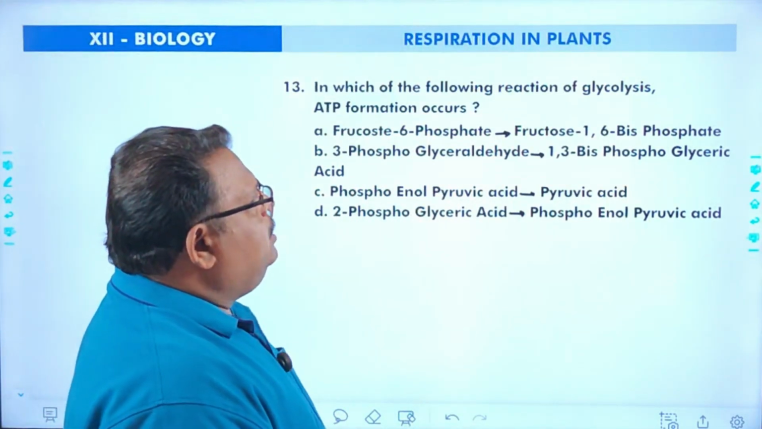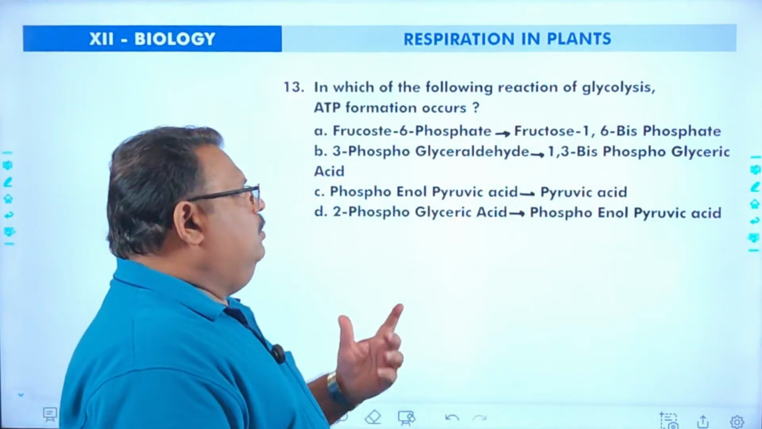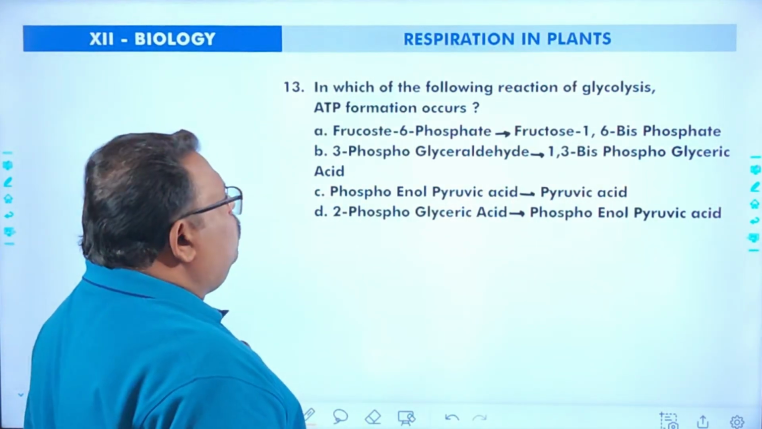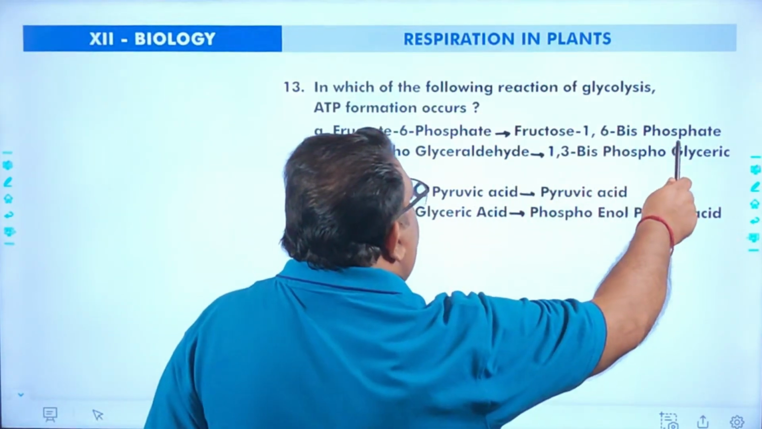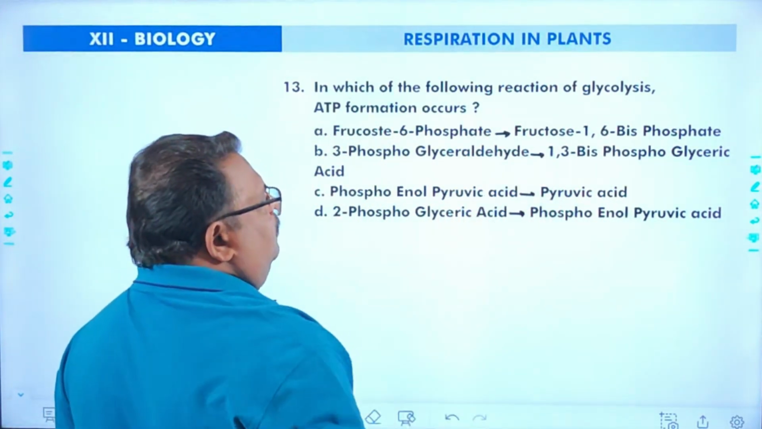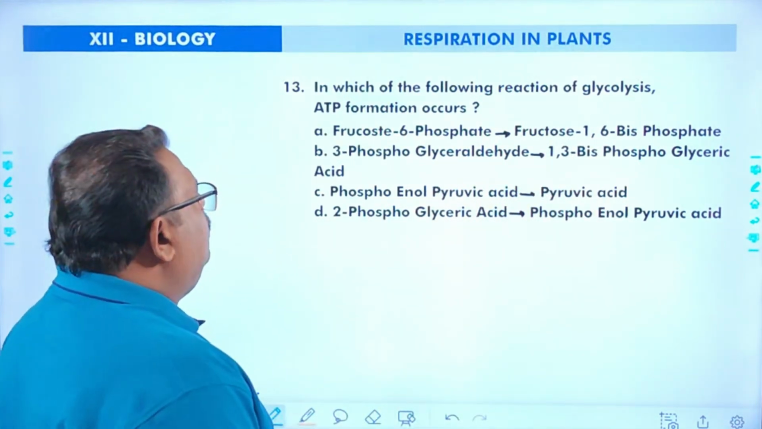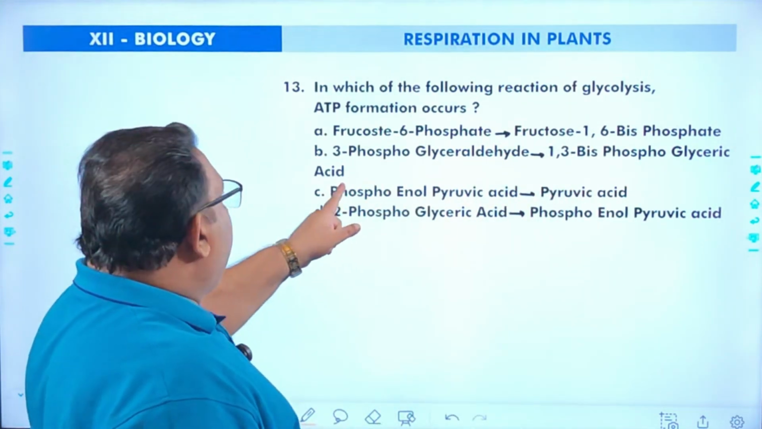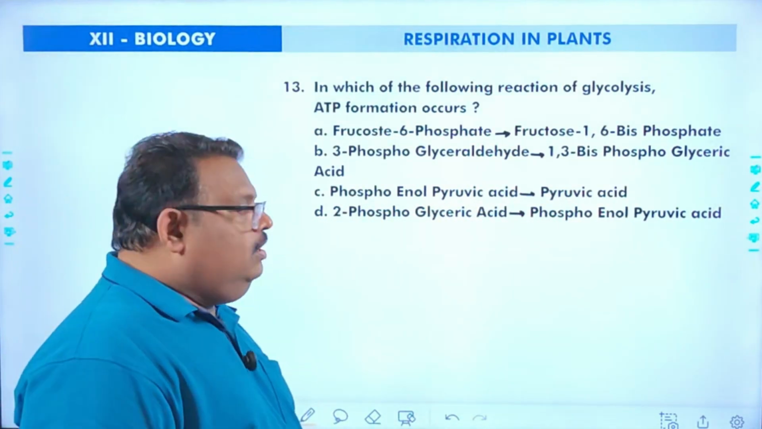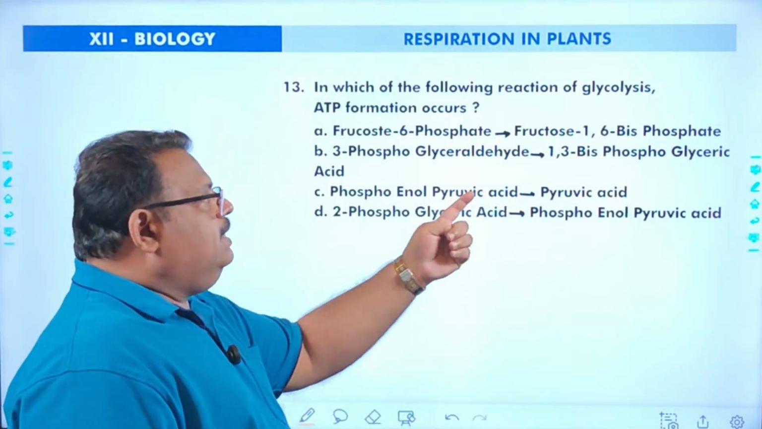In which of the following reactions of glycolysis does ATP formation occur? Fructose 6-phosphate into fructose 1,6-bisphosphate. Here 1 molecule of ATP is consumed for adding phosphate to the first carbon atom of fructose. 3-phosphoglyceraldehyde into 1,3-bisphosphoglyceric acid. That process is called inorganic phosphorylation. H3PO4, phosphoric acid, is attached.